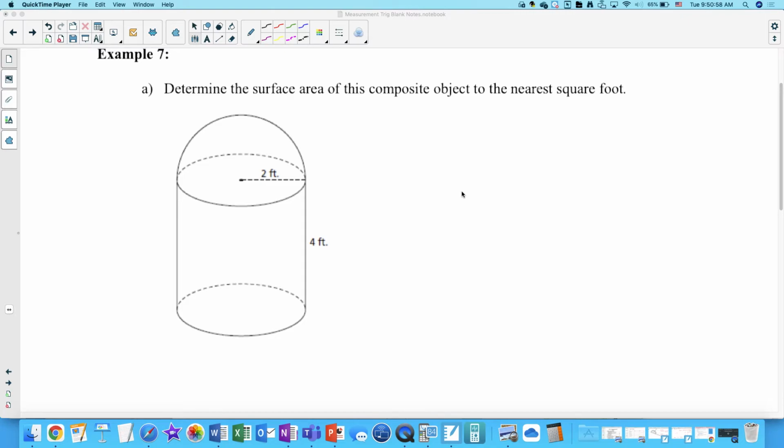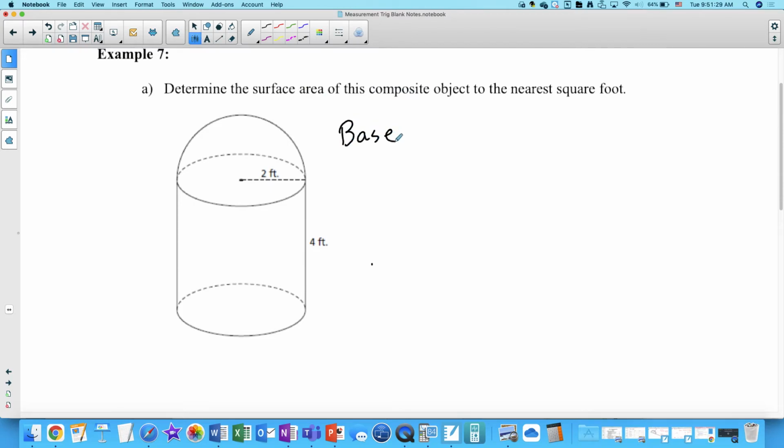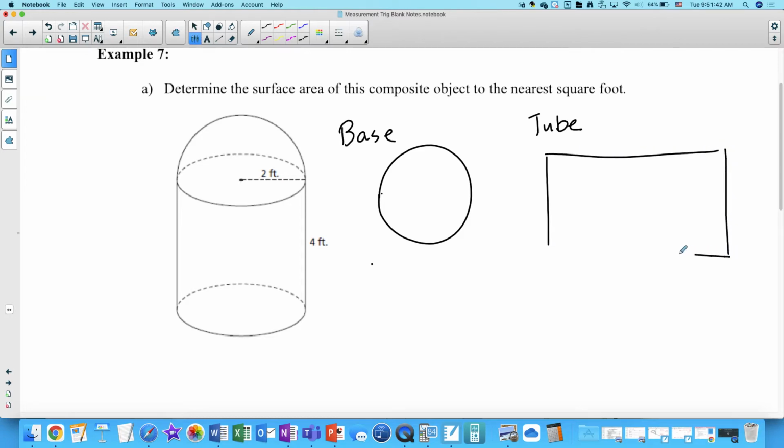Okay, so when I'm looking at this, I'm looking at all of the surfaces that could be exposed, and I can count 3 of them. So there's the base, which looks like this, right? It's a circle. There's the tube part, which is a rectangle. And then there's the hemisphere, which is like that. And it's just the outside of the hemisphere that is exposed.